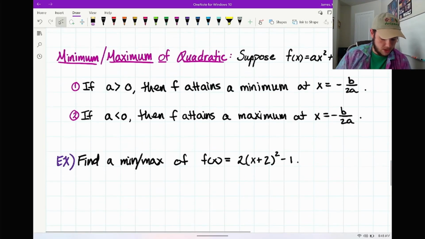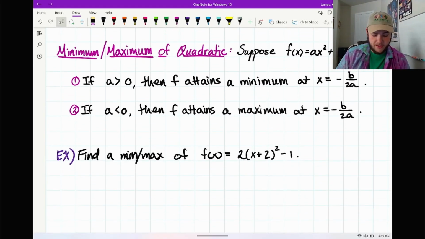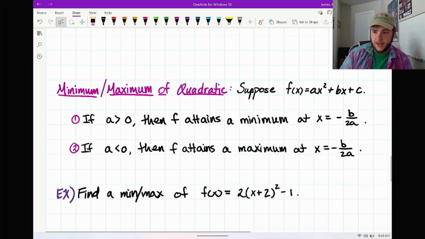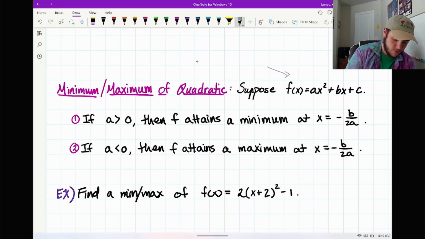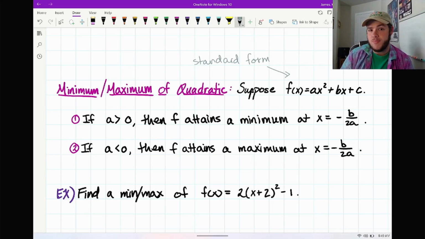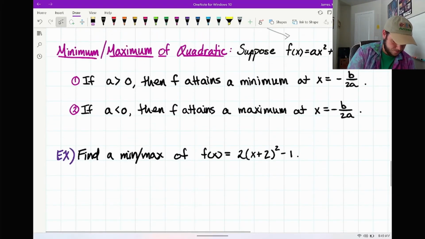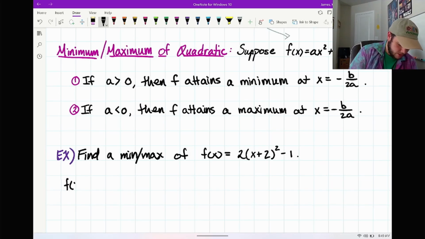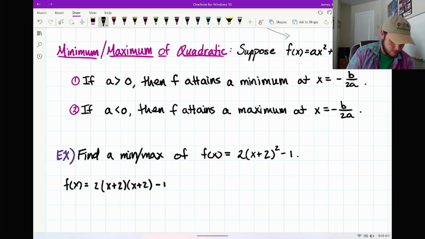Let's use this information to find a minimum or maximum of f of x equals 2 times x plus 2 squared minus 1. Notice this is written in vertex form, not in what we call standard form. So the first step here would be to write it in standard form so that I know what my b value is. Let's do it. All I need to do is fully simplify the right-hand side. I get 2 times, remember, x plus 2 squared is not x squared plus 2 squared. It's x plus 2 times itself, minus 1.